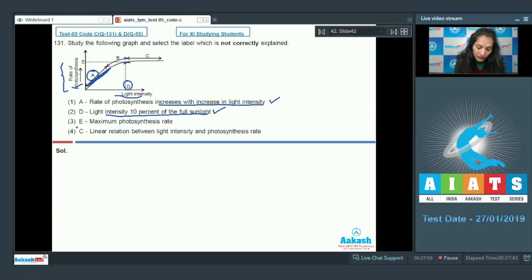So this is also correct. Third, E, which shows the maximum photosynthesis rate. Yes, you can see here this is the maximum photosynthetic rate over here. So this is also true. Now C shows the linear relation between light intensity and the photosynthesis rate. No, this is saturated. This is constant. How can this show the linear relationship? This is the saturation, not the linear relationship. So the incorrect one is the fourth one. So the correct option for the given question is option number 4. Let's move on to the next question.